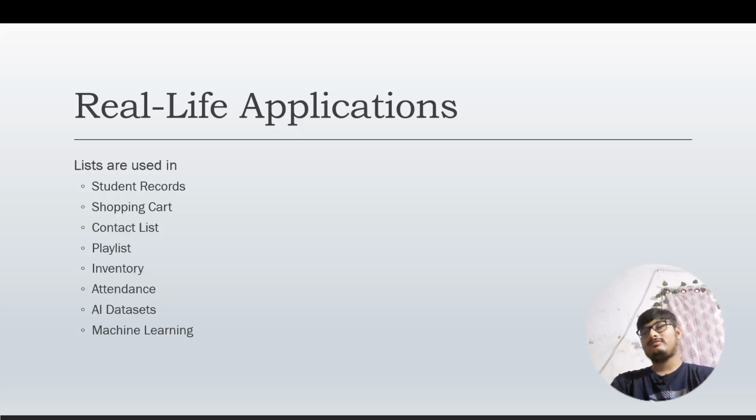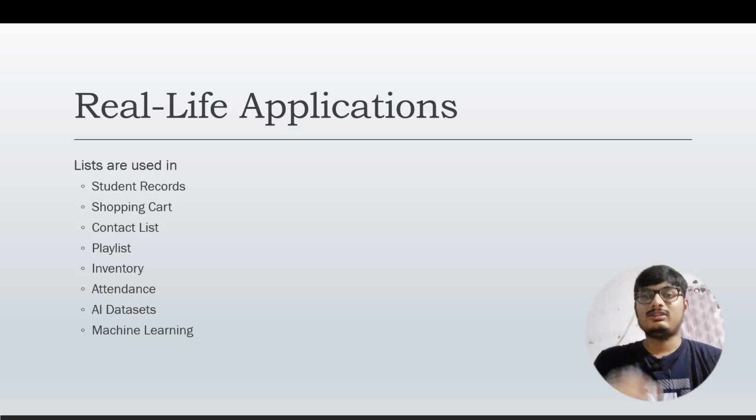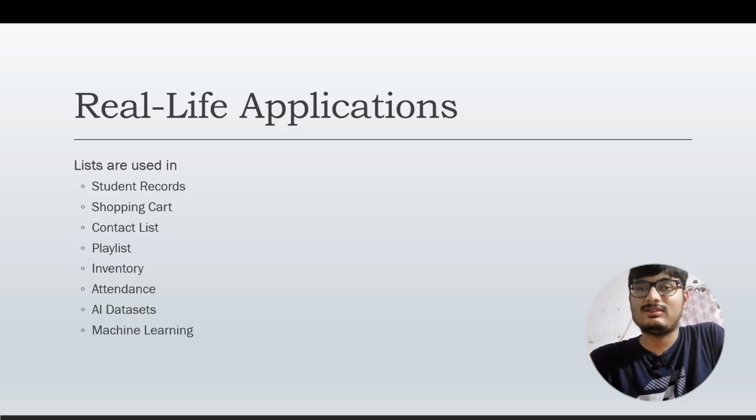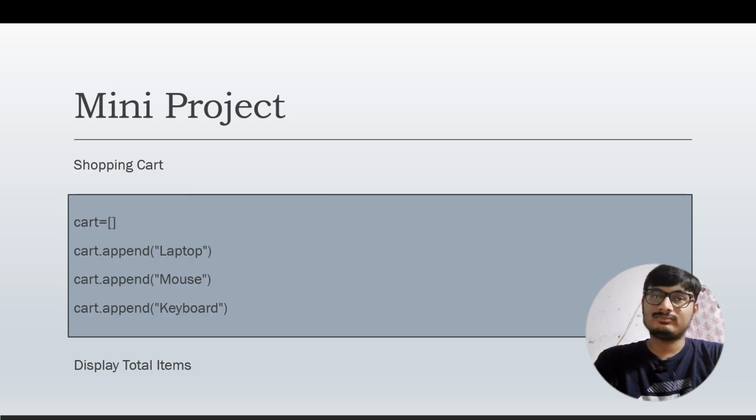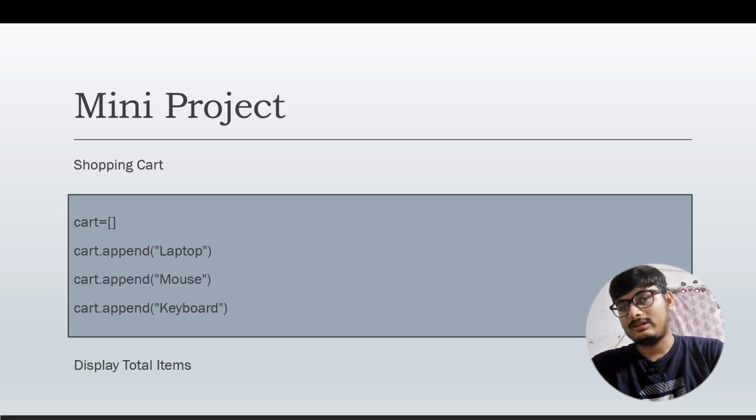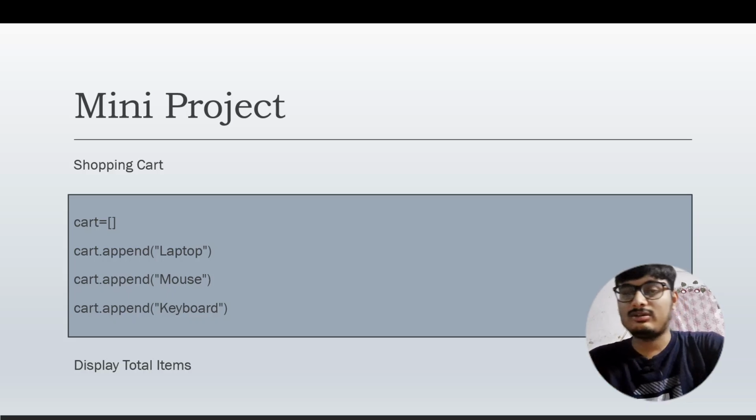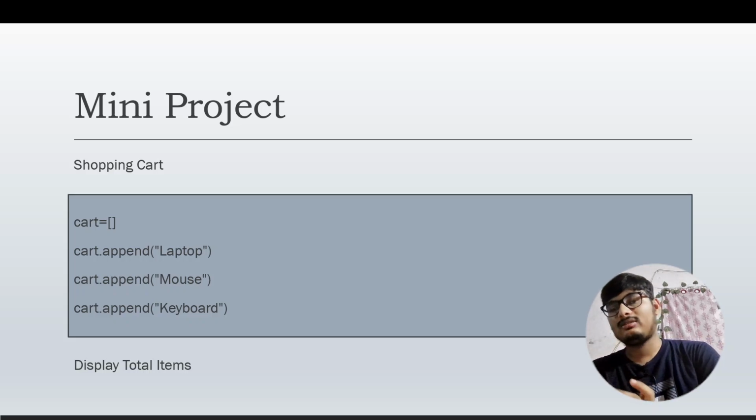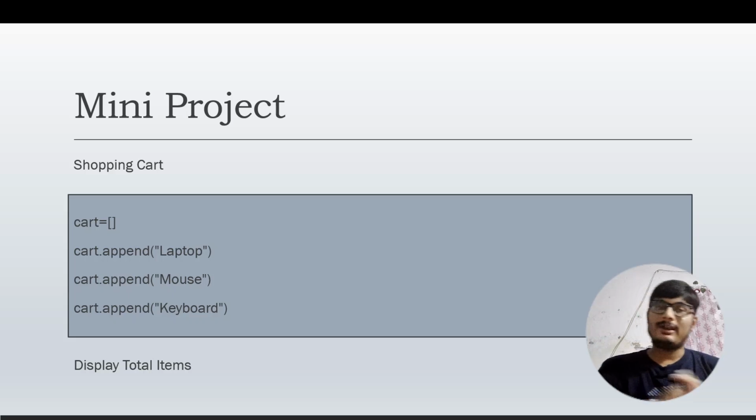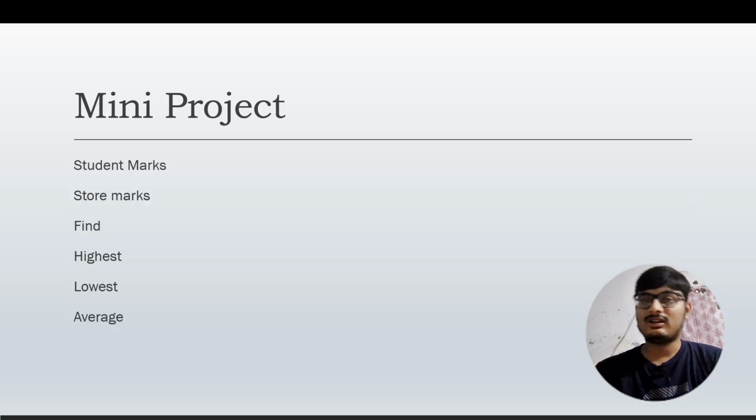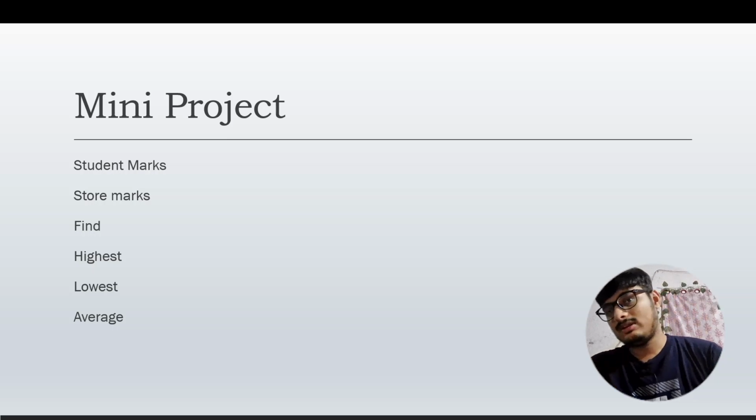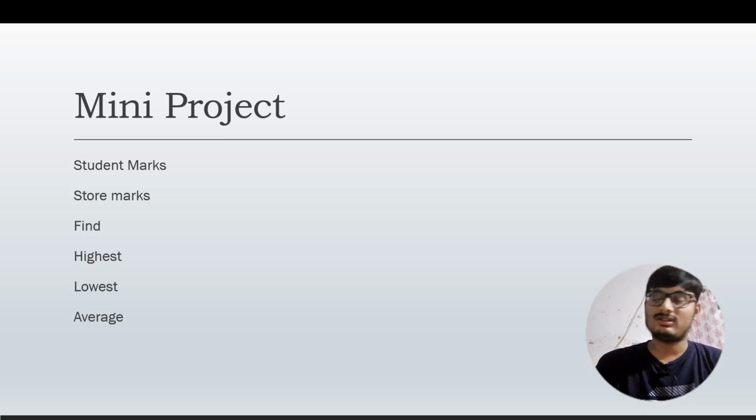Here are some real life examples where we can use lists. Lists can be used in student records, shopping carts, contact lists, playlists. These are some of the real life applications of lists. So this is a mini project that we can do. You can create a shopping cart, take input from the user about what they want to add to the cart, and then use the append method in a loop to add all those elements that have been entered. Then this is another mini project that you can create.